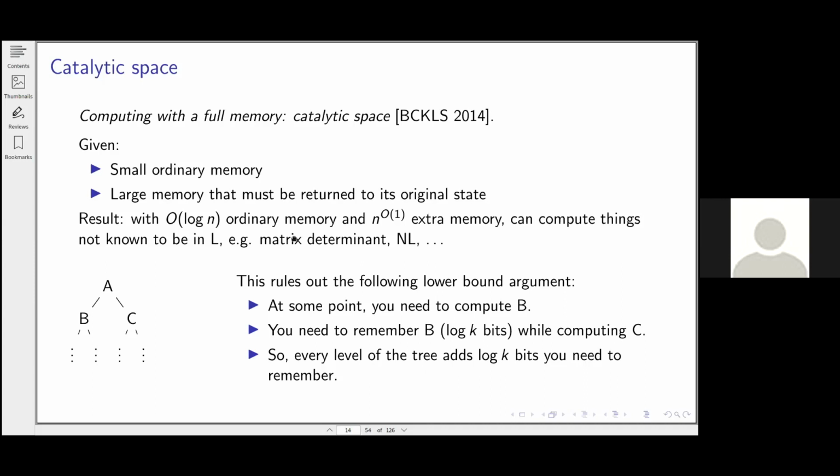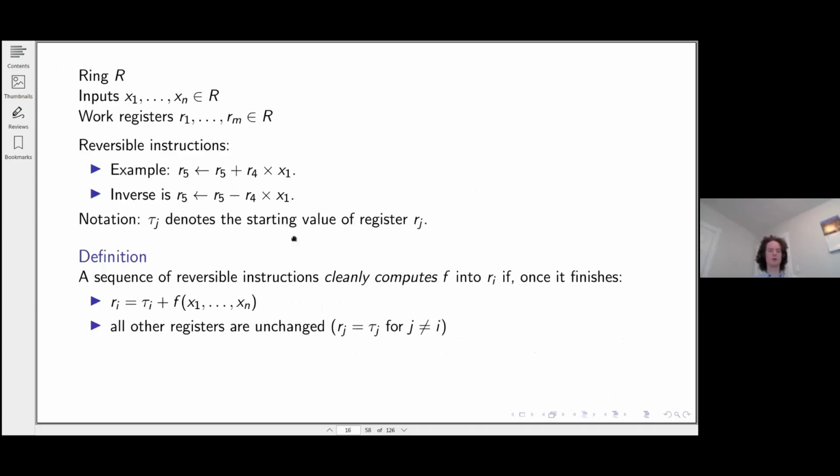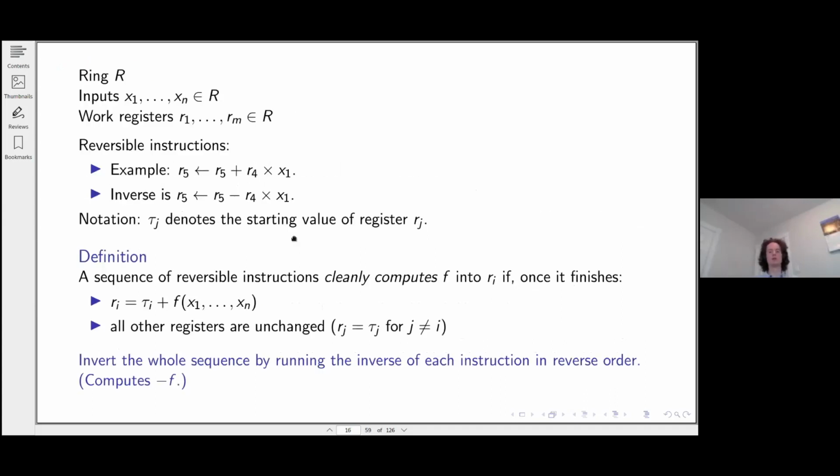Okay, cool. So we were looking at this notion of clean computation, where at the end of the computation, the final value of register i should be equal to its initial value plus the function f that we're trying to compute, and the computation restores all the other registers. And if that computation is made out of all reversible instructions, which is always going to be the case for this talk, then we can invert that entire sequence. We invert it by running the inverse of each instruction and running those instructions in reverse order. And it turns out if you do that, you end up with a clean computation for negative f instead of f.